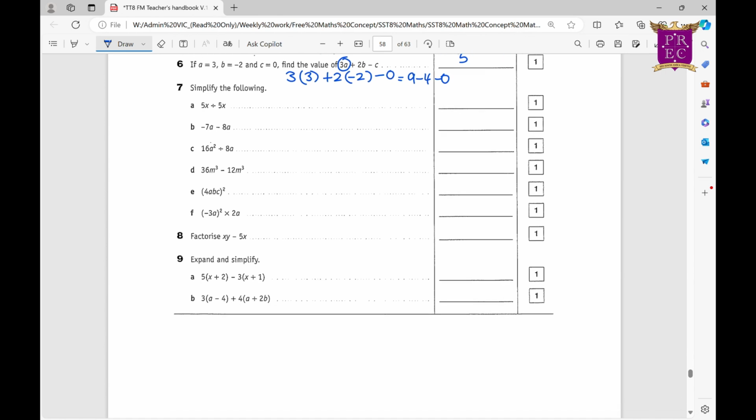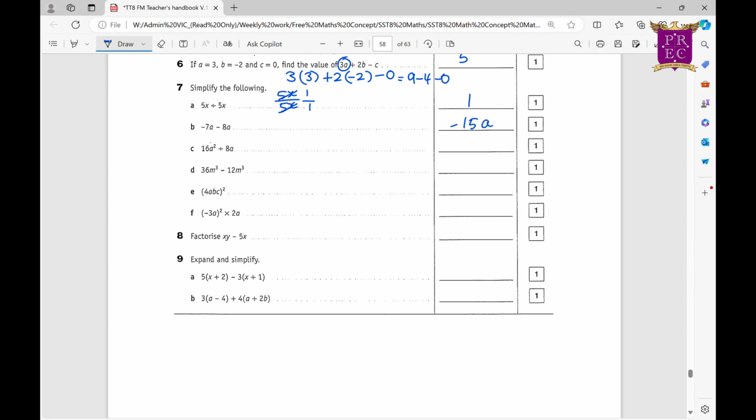Okay, now we have to simplify the following. So for the first question, or 7a, we can rewrite it with 5x over 5x, and you'll notice we can just cancel those out to make 1 over 1, which just gives us 1. Now, negative 7a minus 8a, those are like terms, so we can simplify them. And the a remains the same, and negative 7 minus 8 is negative 15. So the answer is negative 15a.